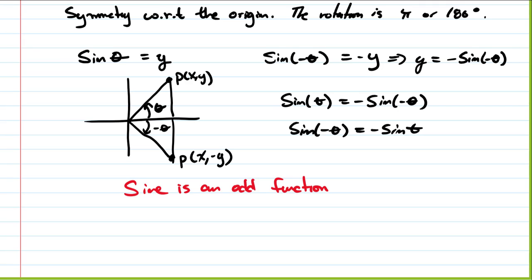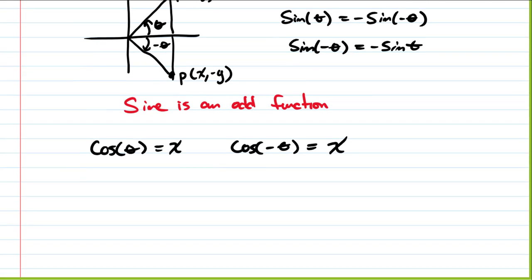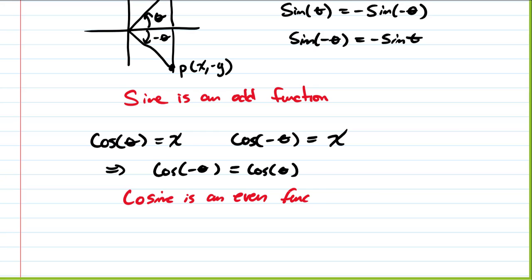We could do something similar with cosine. Cosine is x. So if I go cosine theta, I get x. And if I do cosine of negative theta, I also get x. So then combining these two, I get that the cosine of negative theta is equal to the cosine of theta. So cosine is an even function.